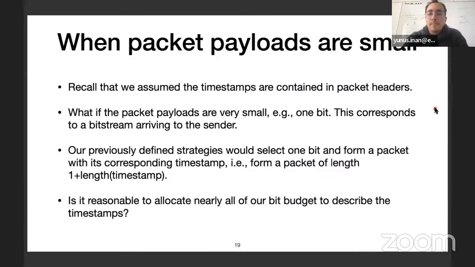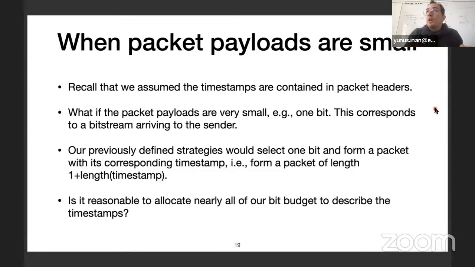So now, as we discussed, recall that the timestamps were contained in the packet headers, right? And the packet content is large, such that the timestamp description or packet header is negligible compared to the packet payload in the previous setting. But what if the payloads become very small, right? For instance, 1 bit.